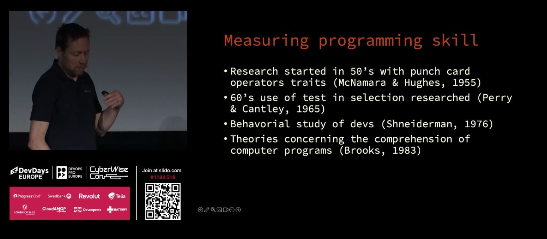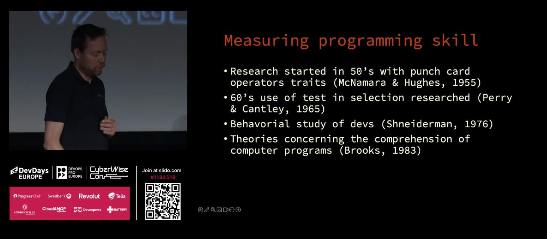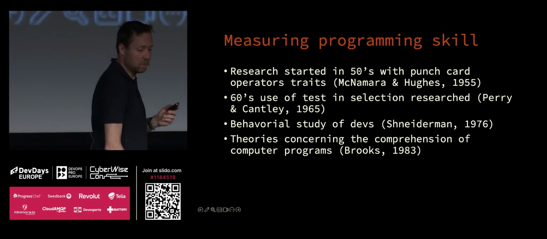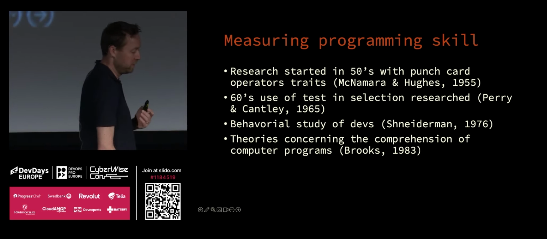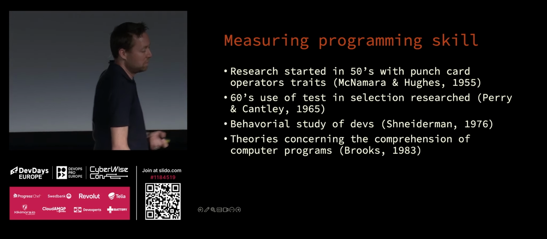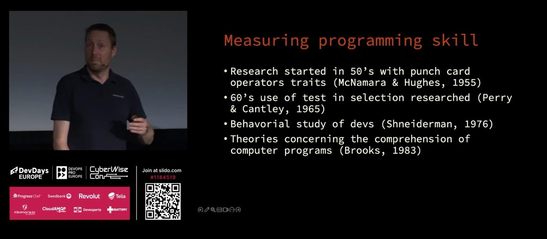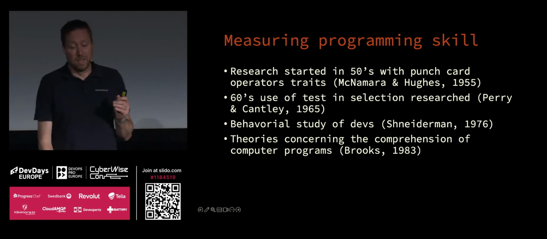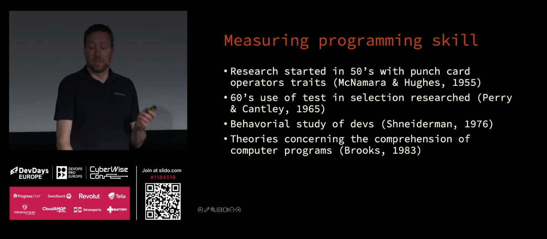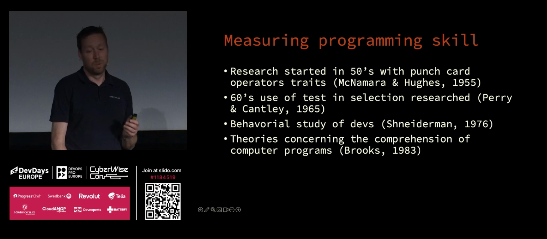And he looked into specific research about measuring skill level. And he saw that it was started already in the 1950s. People wanted to understand which traits of punch card operators made them stand out. There were huge productivity differences. And in the 60s it went on, and in the 70s a lot of papers were published.